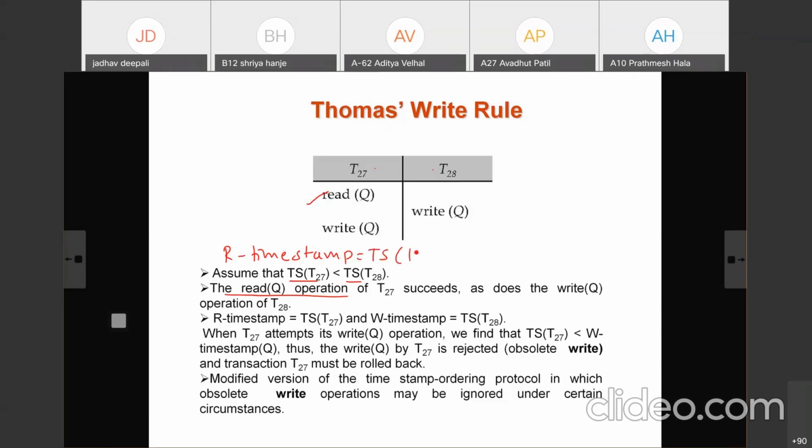TS(T27) and TS(T28). Initially TS(T27) is less than TS(T28), because it comes before this one. Now it starts with the read operation, so it is executed properly. So what is our timestamp here? Our timestamp is TS(T27) as it is executed. Before that, there may be an instruction. Some part is given here.